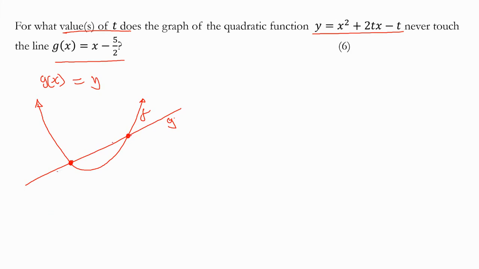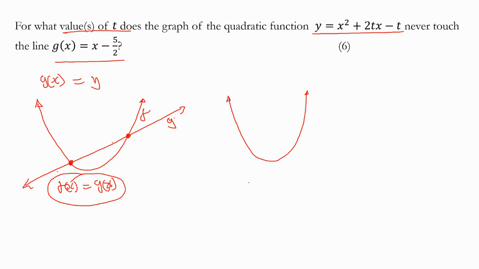And remember, for a point of intersection, how do we find the x coordinates? We equate the two functions. We say f of x is equal to g of x. This equation will have solutions if the two functions touch or intersect each other. But let's say the two functions don't intersect or touch each other. Then it means f of x is equal to g of x will not have solutions.